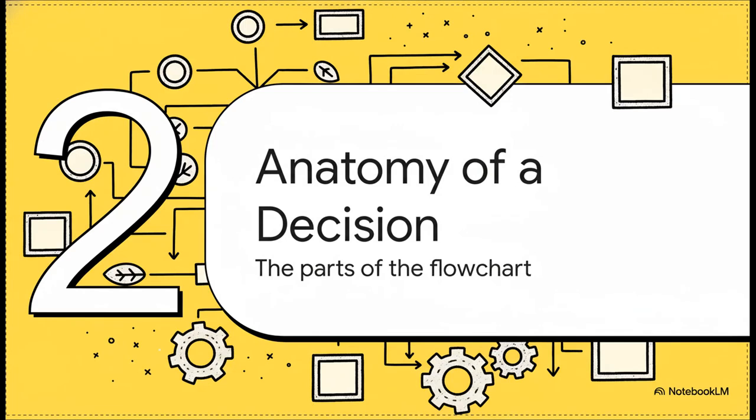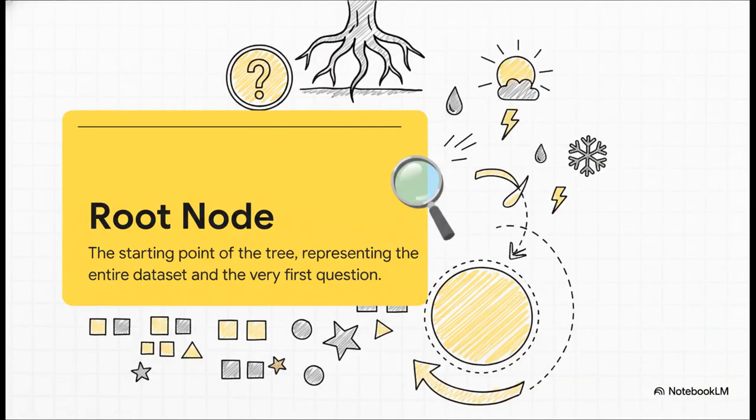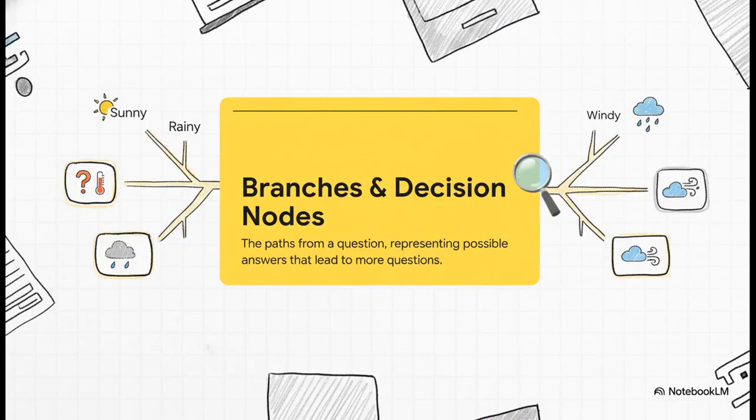So this simple flowchart has a few key parts, and in the world of machine learning, they've all got these official-sounding names. Let's break down the anatomy of how this decision gets made. Everything kicks off at the top with what's called the root node. This is our big initial question, like what's the weather? It represents our entire pile of data before we've started sorting anything out. Now the answers to that first question, sunny or rainy, they create the branches. And these branches can lead to other decision nodes, which are, you guessed it, just more questions.